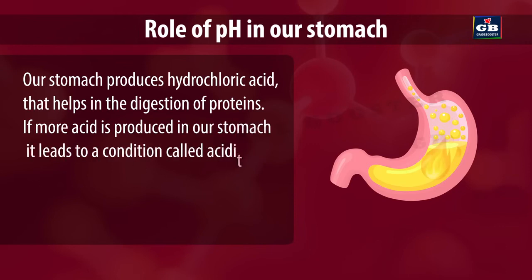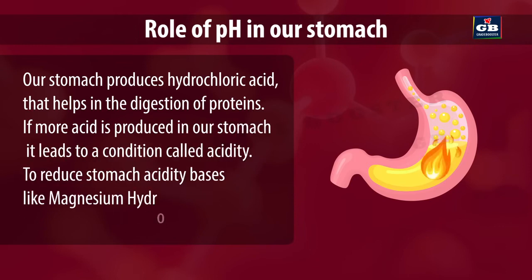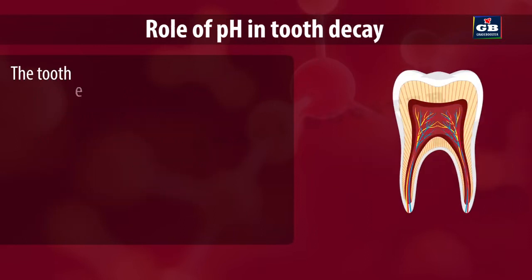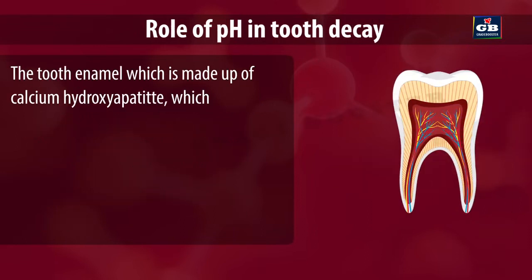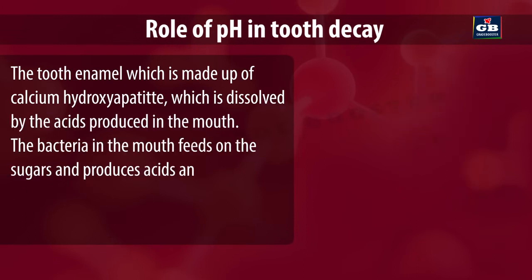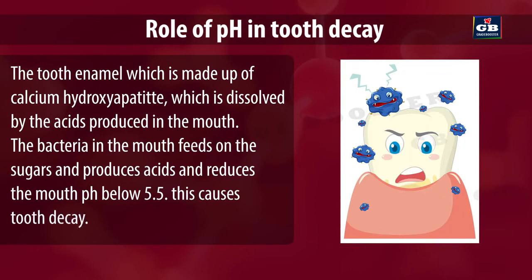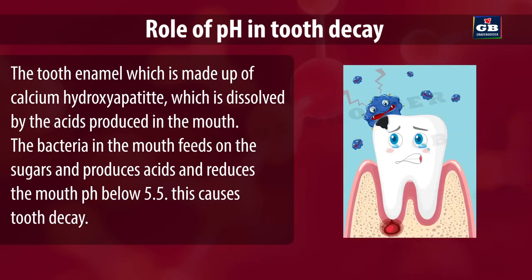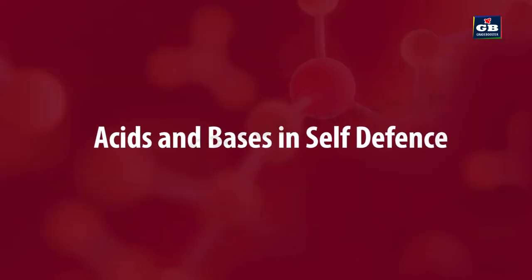If more acid is produced in our stomach, it leads to a condition called acidity. To reduce stomach acidity, bases like magnesium hydroxide are used as antacids. The tooth enamel, which is made up of calcium hydroxyapatite, is dissolved by the acid produced in the mouth. The bacteria in the mouth feed on the sugars and produce acids which reduce the mouth pH below 5.5. This causes tooth decay.